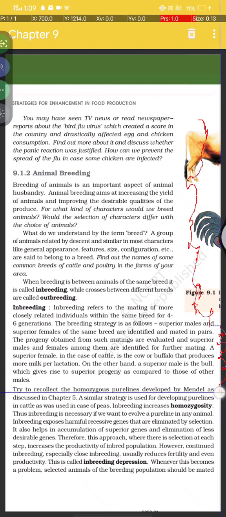Try to recollect the homozygous pure lines developed by Mendel, discussed in chapter 5. A similar strategy used in the case of peas is used to develop pure lines in cattle. Inbreeding increases homozygosity, and inbreeding is necessary if we want to evolve pure lines in any animals.